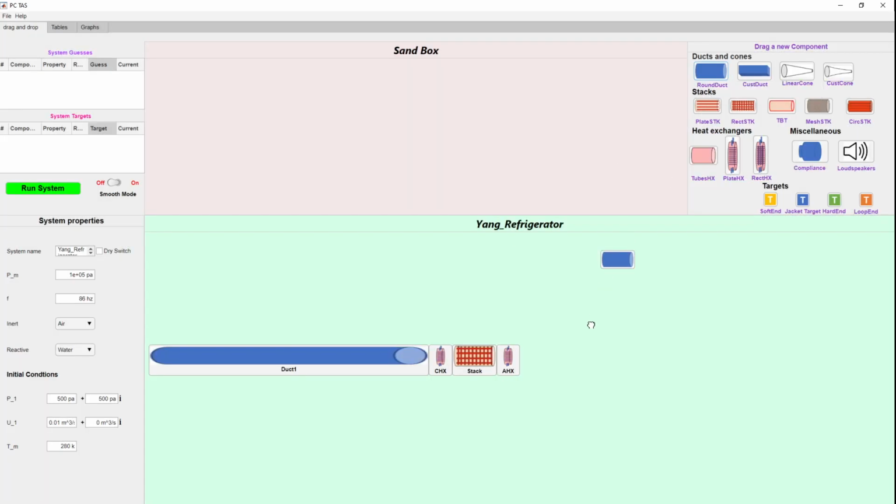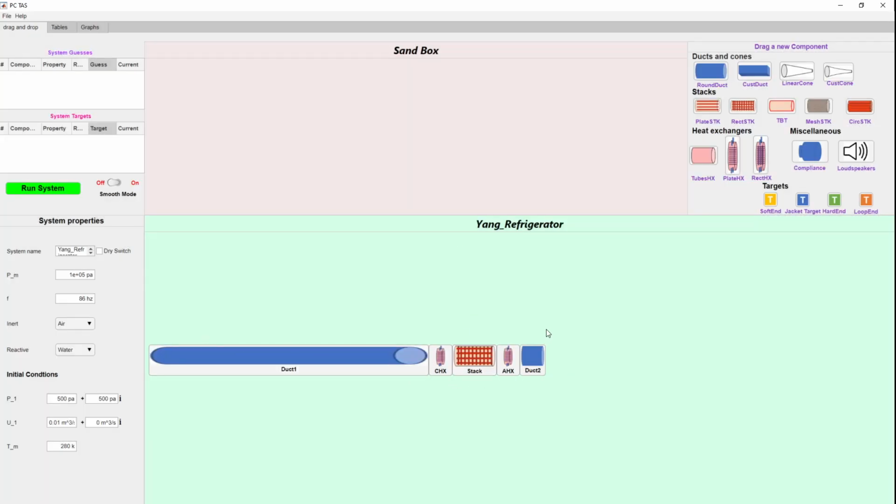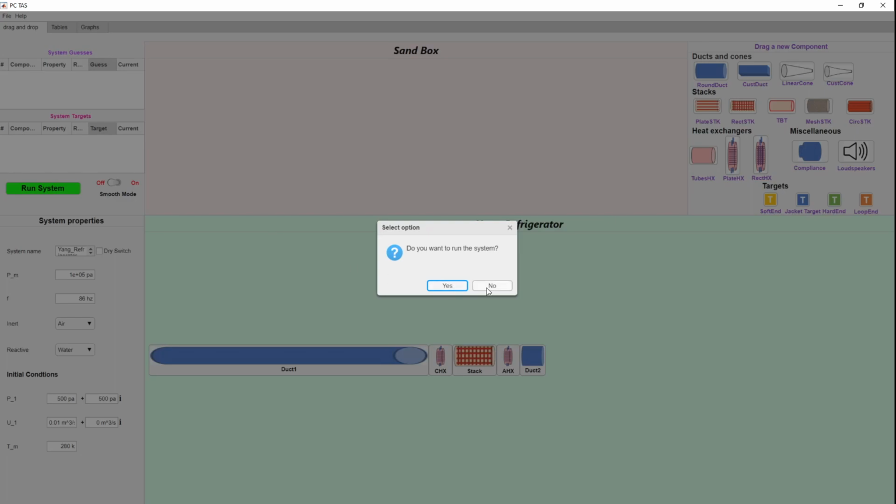And the last component, an ambient duct. We're going to call it duct 2. Give it a length of 0.055, diameter of 0.047. So this is the system. This is the geometry of the original refrigerator. We're going to go ahead and run it and see what the results are.